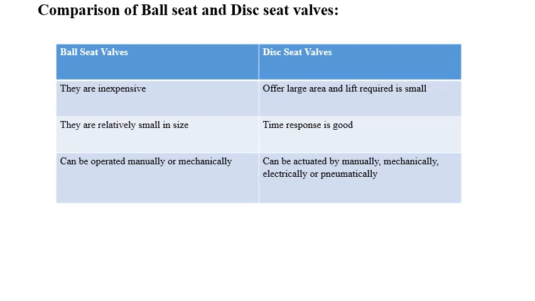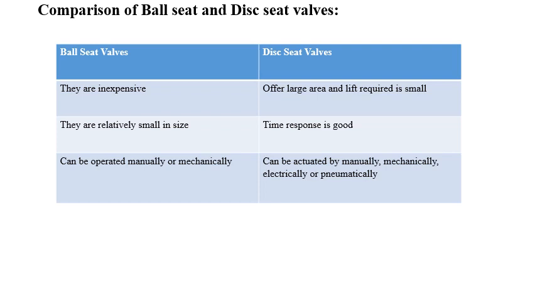Comparison with respect to the ball seat and the disc. See, the ball seat types are expensive, because we need to precisely manufacture the circular ball, and they are relatively small in size, right? When it's a small component, the cost will be increased, and it can be operated manually or mechanically only, right?